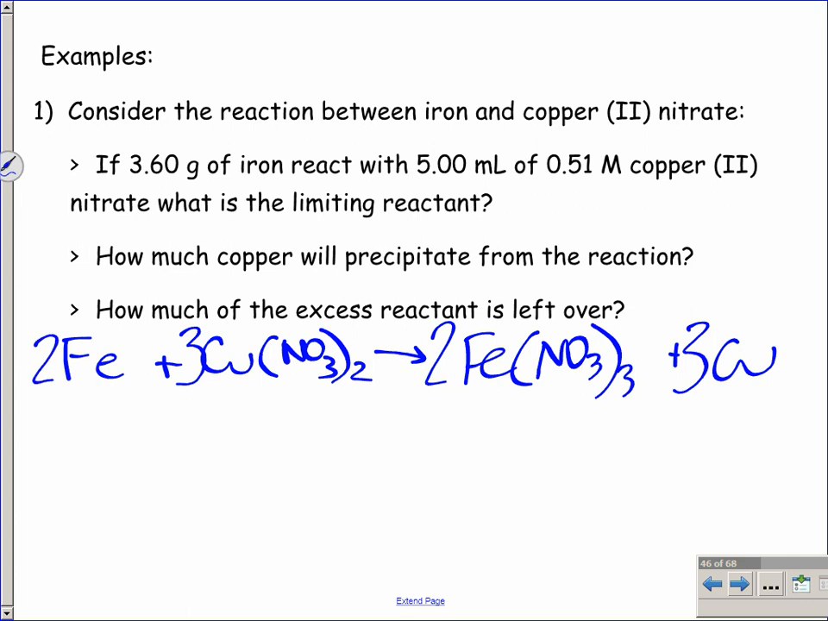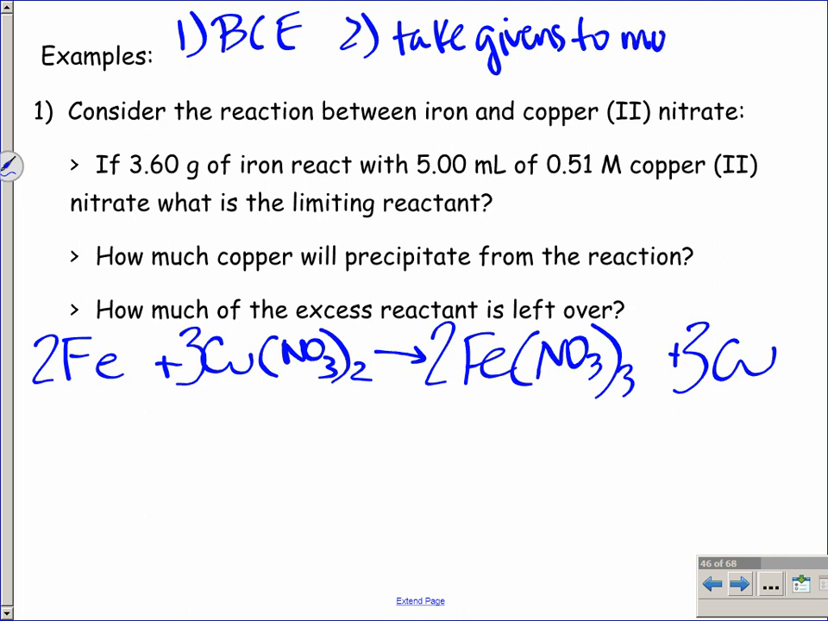So I'm going to calculate with you guys. Okay, so we have our reaction. Step 1, balanced chemical equation. Step 2, take givens to moles. And then from there, we're going to do our process of comparing mole ratios. Okay, so the reaction is between iron and copper 2 nitrate, check. Now here's your telltale sign: if 3.6 grams of iron, given 1, reacts with some amount of copper 2 nitrate.